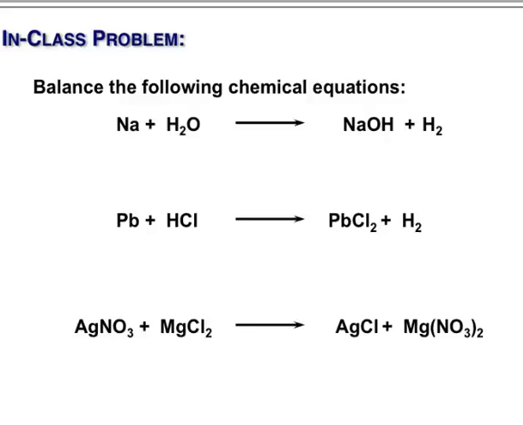So let's see. We have a 2 here, a 2 here. That gives us 1, 2, 3, 4 hydrogens, 2 oxygens. So we have to double this as well. 2, 2, 2, and 1.